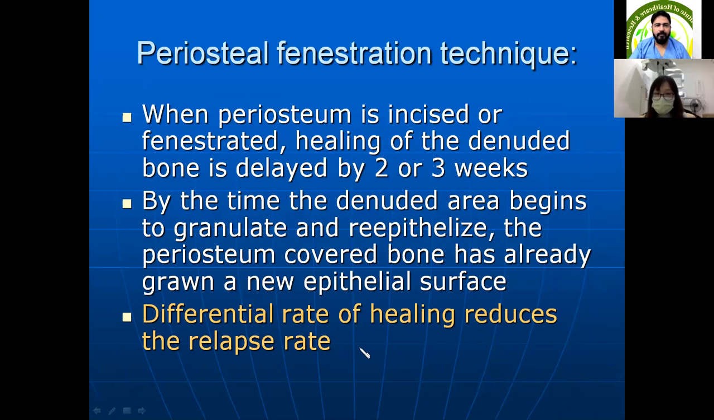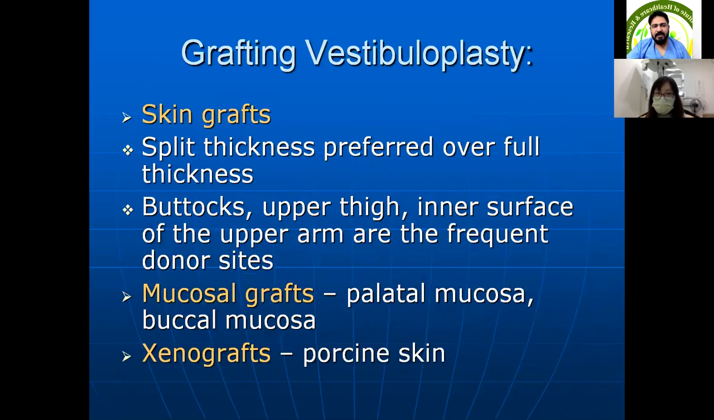Okay. Grafting vestibuloplasty: skin grafts, various split skin grafts are preferred over full thickness graft. Buttocks, upper thigh, and inner surface of the upper arm are frequently donor sites. The mucosal graft, from the palatal mucosa we take the graft, okay, and from the buccal mucosa we take a graft. And in xenografts, the porcine skin is taken.